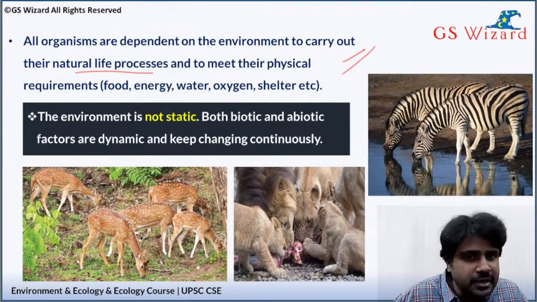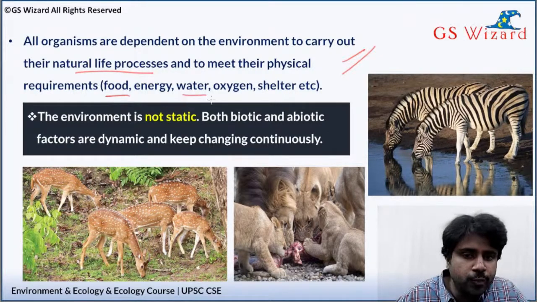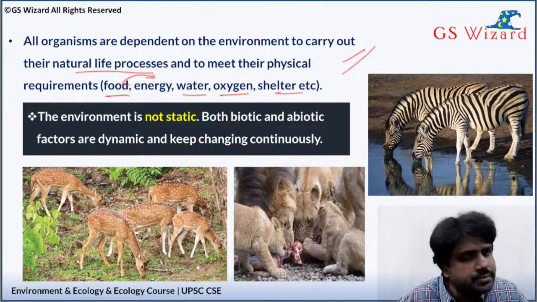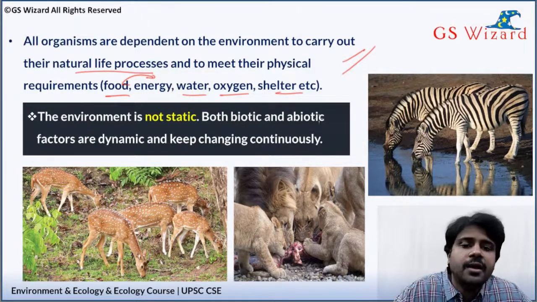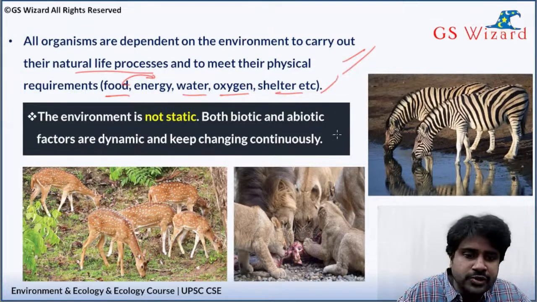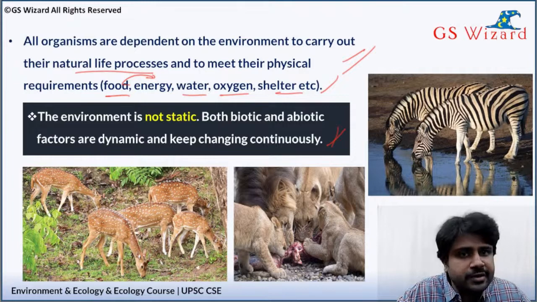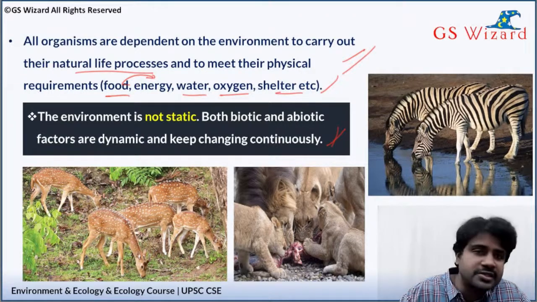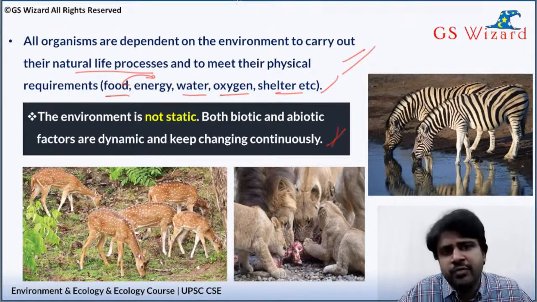So, what are the physical requirements that are needed to carry out all these life processes? You need food, you need water, you need oxygen, you need shelter. Food translates to energy. All these things are given by the environment. Now, very simple point, right? Now, just look at this, very, very important. The environment is not static. What do you mean by that? The environment doesn't stay like that forever. Environment is highly dynamic.